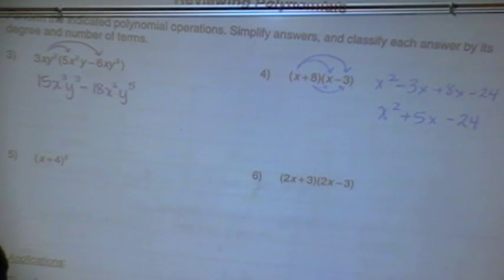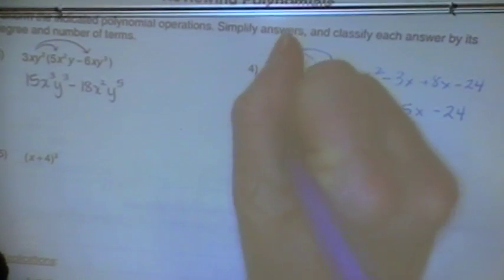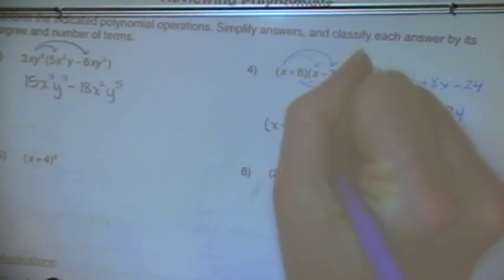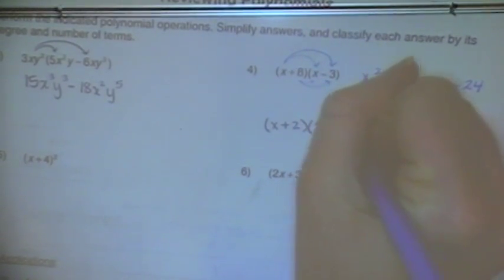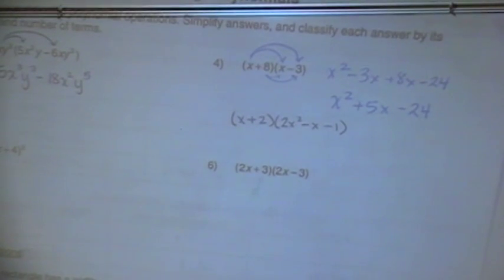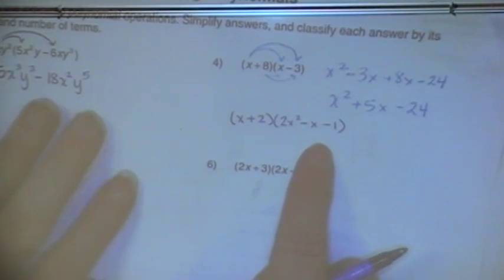Now I'm going to write one in right here because on your assignment in just a minute, you have a binomial times a trinomial. So I want to do one just so you can see what I mean. Let's say you have x plus 2 times 2x squared minus x minus 1. You cannot FOIL. Too many terms. FOIL is only 4 letters. I have 5 terms, so that won't work.